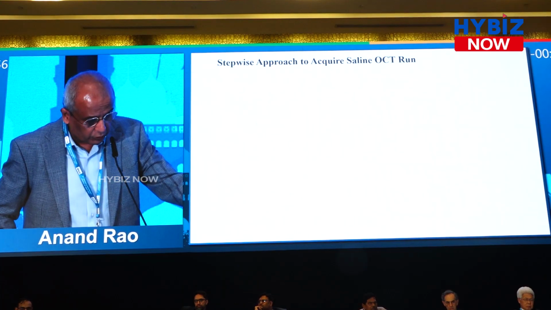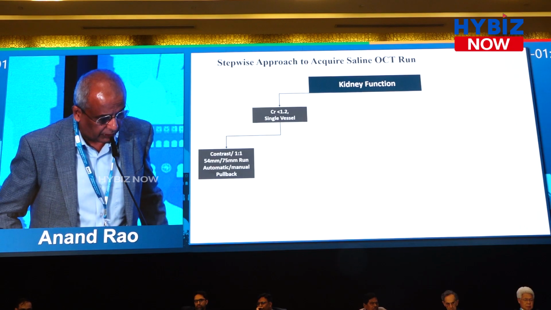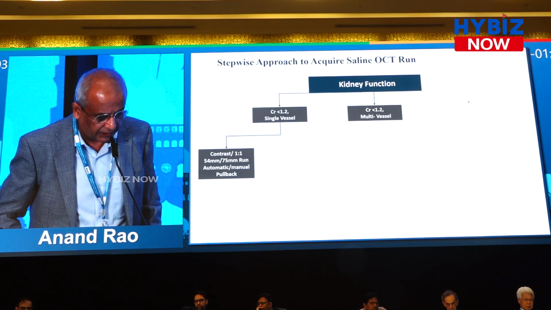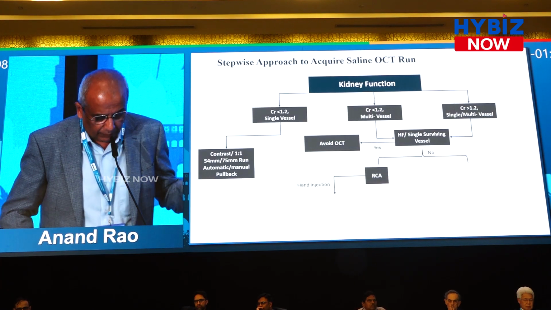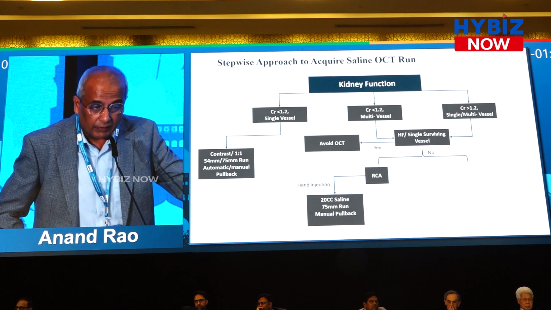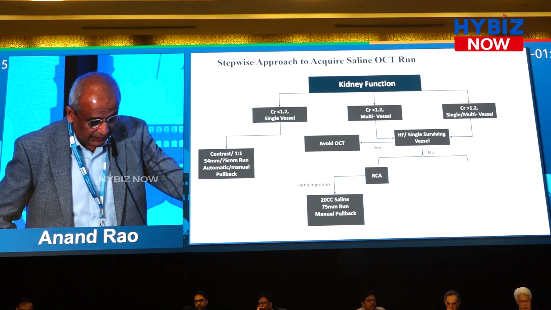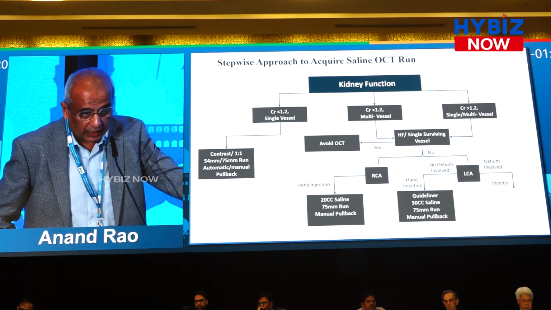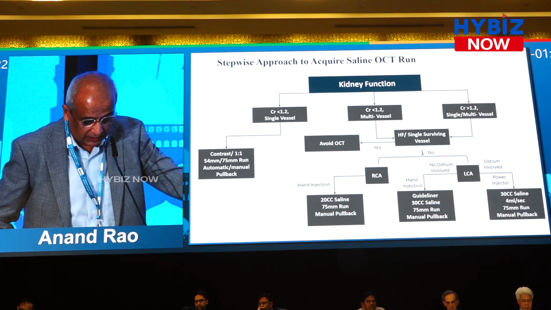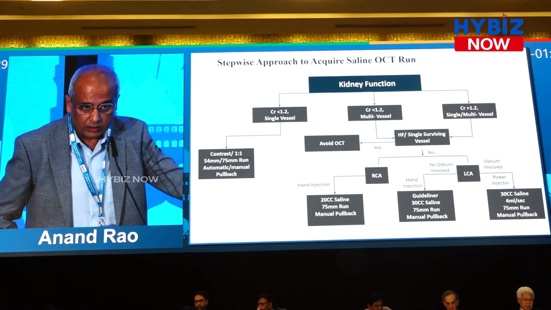So, a stepwise approach: if your kidney function is fine, creatinine less than 1.2, you can go with all these things I explained to you. If the creatinine is more than 1.2, or it's heart failure, think about it, because you're going to inject a lot of saline. If it's a single surviving vessel, I would not do all those things; I would straight away go to IVUS. And if your ostium is involved, again I say go for contrast injection. If you want to do selective injections, you can do a guide liner based injection, a guide extension catheter, or you can use power injectors too.